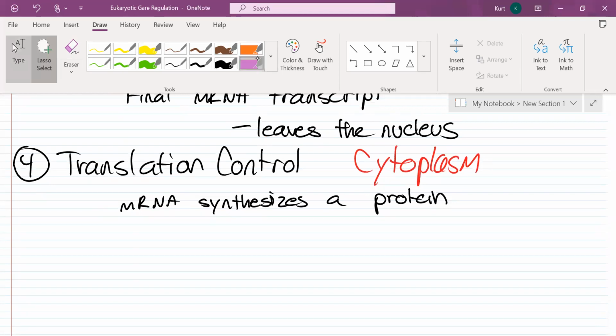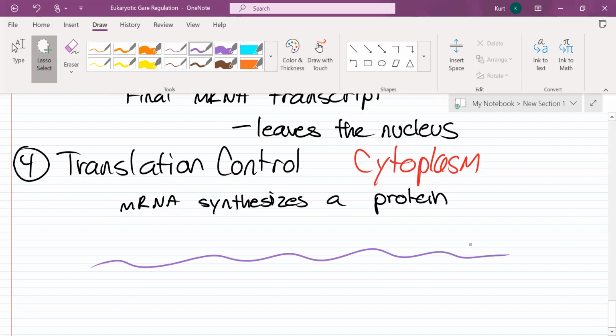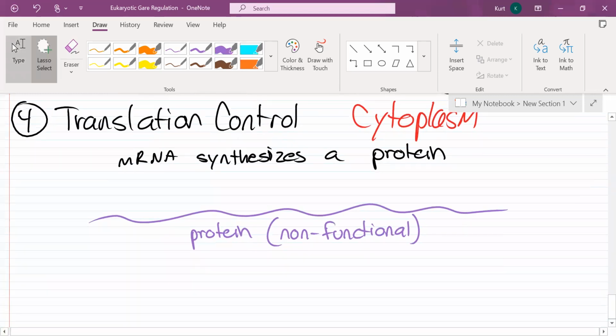So let's see, what color can I use? I'll use this one. This is a protein, but it is non-functional. I have never drawn a protein like that in this class ever before because it's not done. It's non-functional. It cannot do its job. And that's going to get us to our 5th and final step, I think just in time.